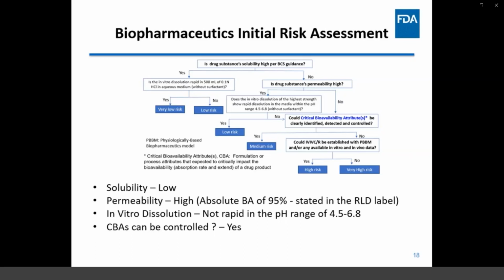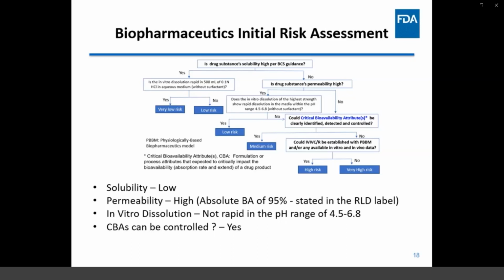In the data that was provided within the submission, it showed that dissolution was not rapid in the range of 4.5 to 6.8. So that leads us to the next question. Can critical bioavailability attributes be clearly identified, detected, and controlled?